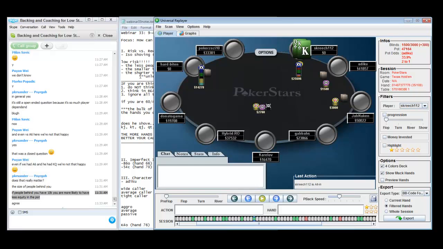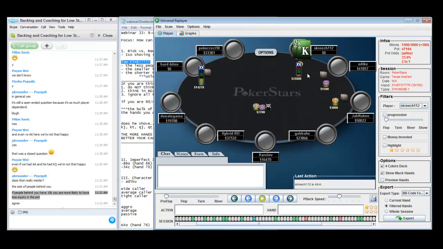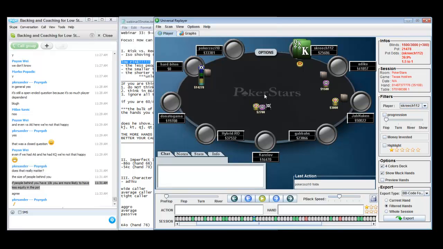How to use this in game: every time you have a spot, and we'll just use ISOing for this example, analyze the risk. That's it. The lower the risk, the better the shove. You could have the exact same pot odds if this guy shoved under the gun and you were sitting right here and you still had king, queen of clubs. Except now you have 1, 2, 3, 4, 5, 6 people behind you instead of 2 people behind you. Higher risk ISO shove. We should definitely fold.